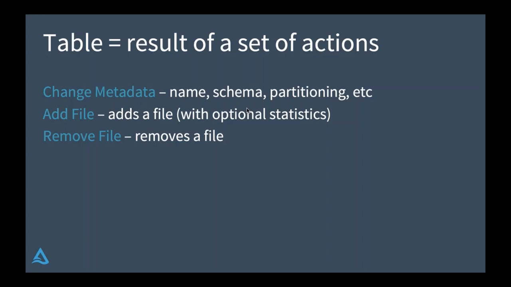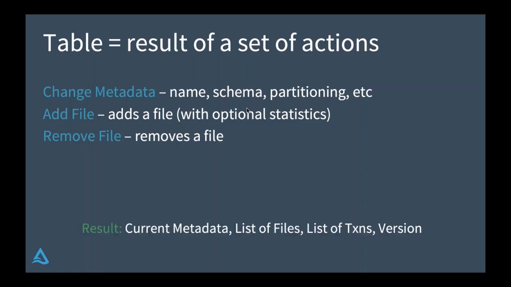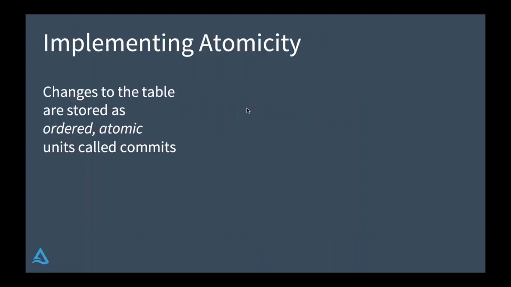And then finally, you can also remove data from the table by removing a file. And again, this is a lazy operation. This level of indirection is really powerful. When we remove a file from the table, we don't necessarily delete that data immediately, allowing us to do other cool things like time travel. And so the result of taking all these things is you end up with the current metadata, a list of files, and also some details like a list of transactions that have committed and the protocol version that we're at.